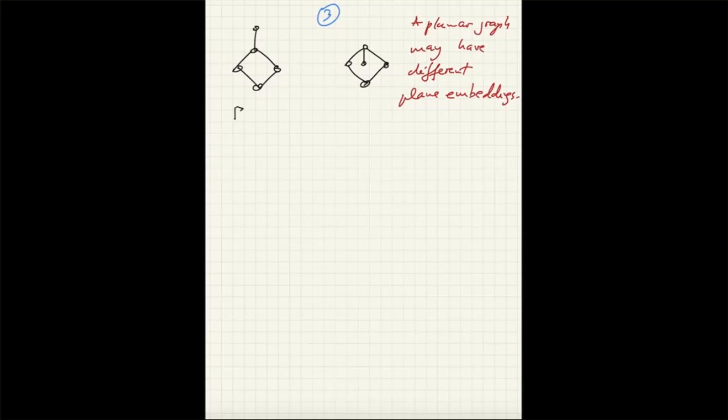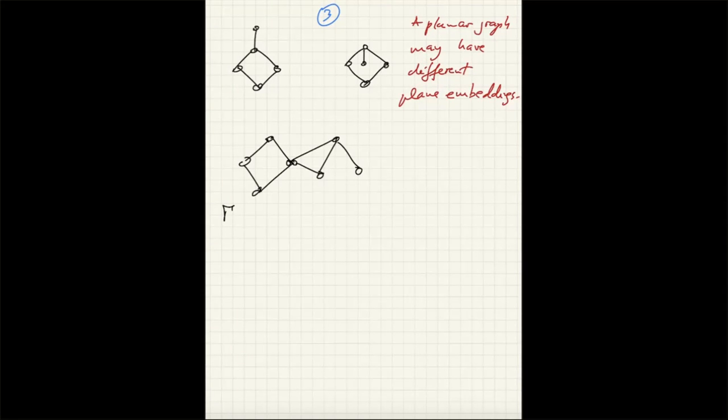Now, let's say we have one of these planar embeddings, something like this. Let's say we have this graph here. Call this also gamma. The vertices and the edges split the plane into some regions, and these are called faces.